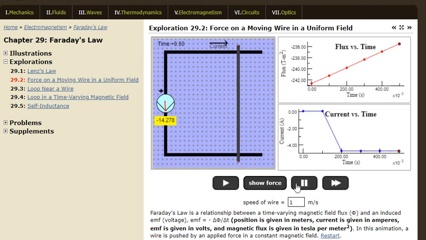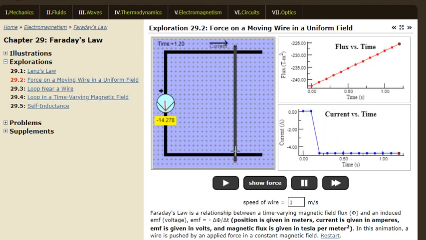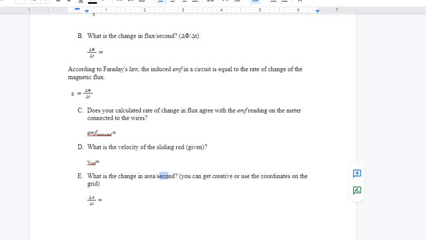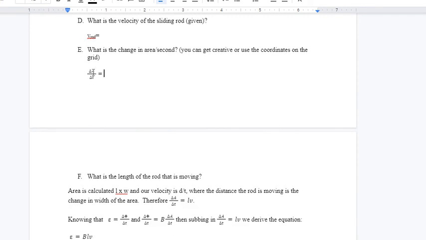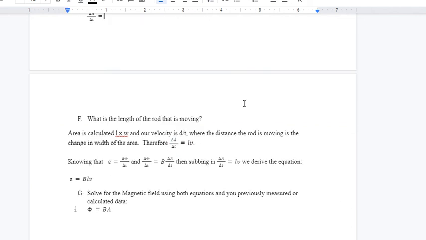If you're wanting to do it for exactly 1 second, you have to figure out where this is going to be after 1 second. So that's how we're finding this change in area over time. Please actually do find the change in area over time, because the next question is you're going to be looking at the length of the rod, and we're going to prove this little relationship here.